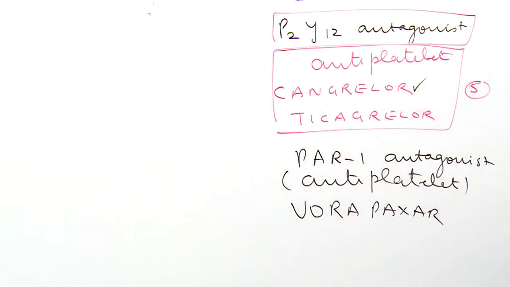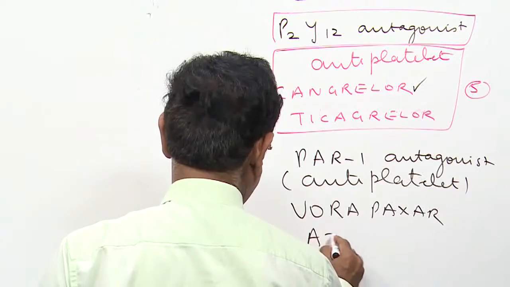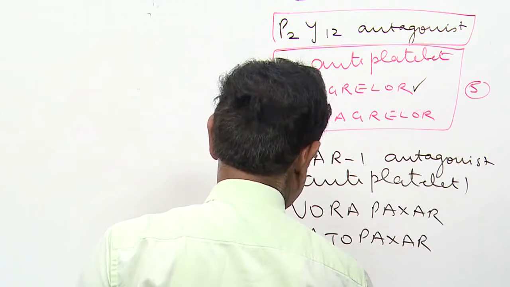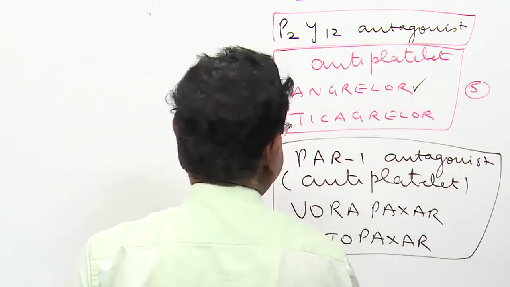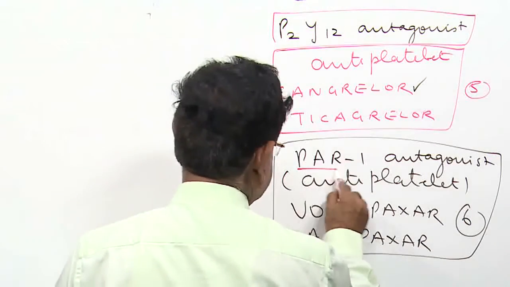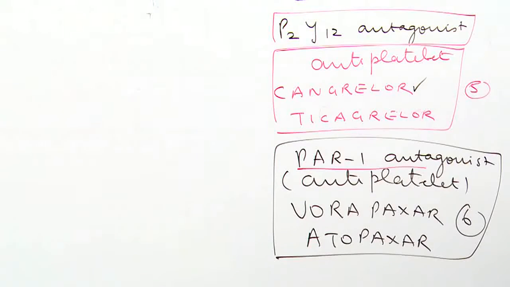Vorapexar, etopexar. This is box number 6: new drugs, PAR1 antagonists. They are all antiplatelet drugs.